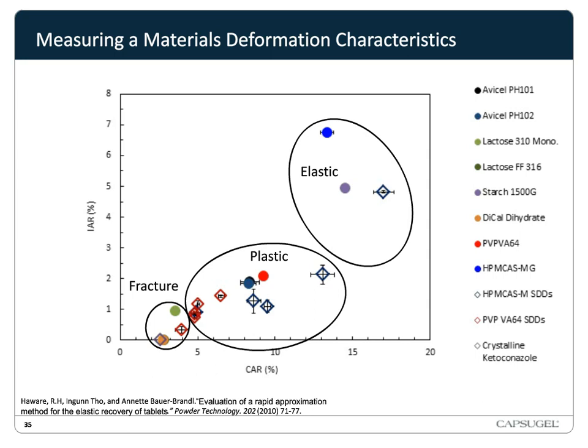Okay, so the next slide shows what we wanted to do, which was to give an overview of how we can engineer these SDD particles. This slide shows a way to measure a material's deformation character. What we plotted here was the immediate axial recovery of an SDD compact versus the cumulative axial recovery of the compact. And we did a bunch of excipients.